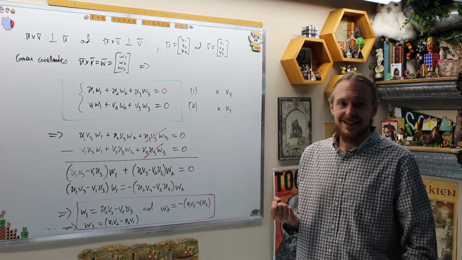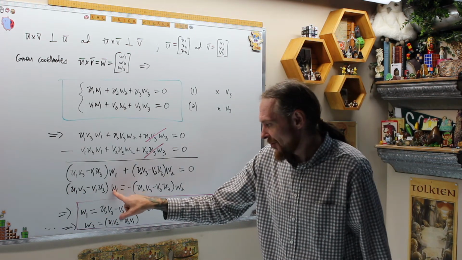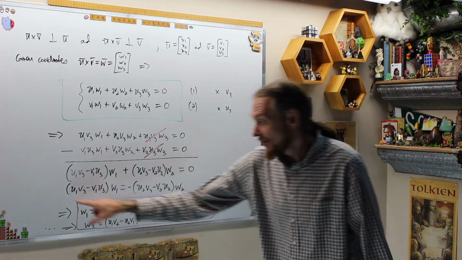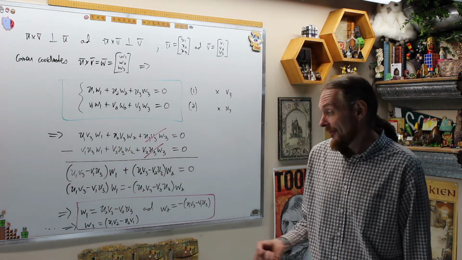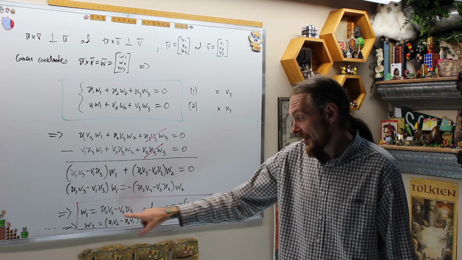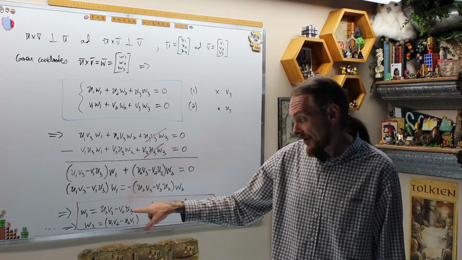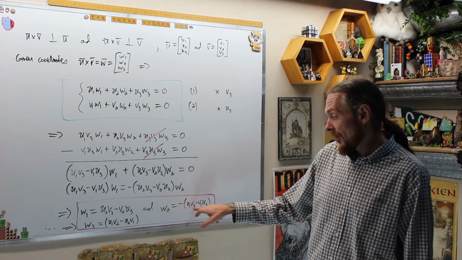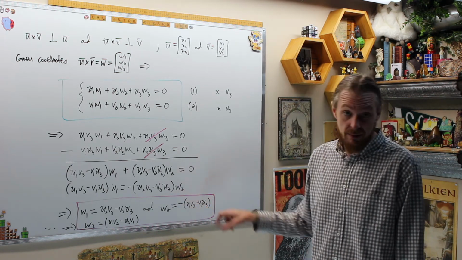The easiest way to do that is to make them opposite to each other. I'm going to make W1 equal to this thing, and I'm going to let negative W2 equal this thing, and then we have a way of solving: W1 is going to be U2 V3 minus V2 U3, and W2 is going to be the negative of U1 V3 minus V1 U3.